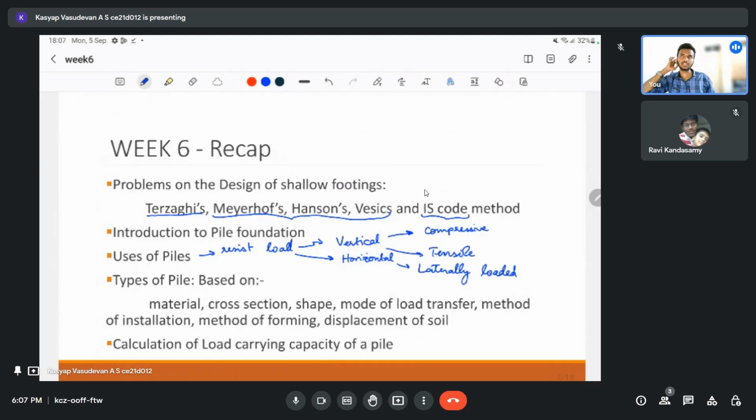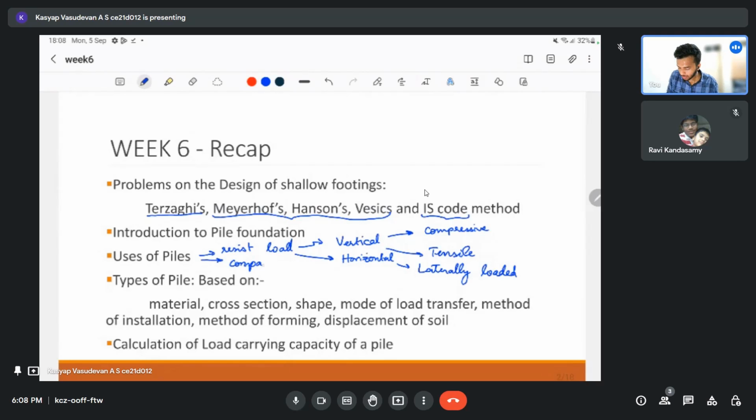Laterally loaded piles are generally found in harbors, or even some retaining walls we can use. Another use of piles: there are certain kinds of piles which are just installed for compaction. So we will not be discussing that here because we are concerned about load bearing piles.